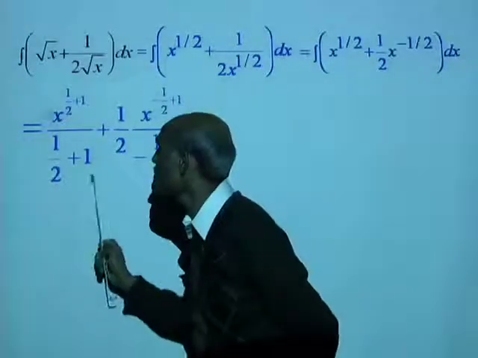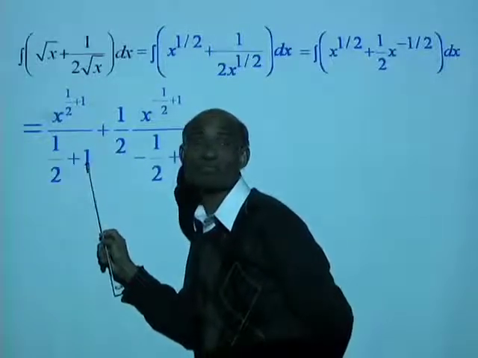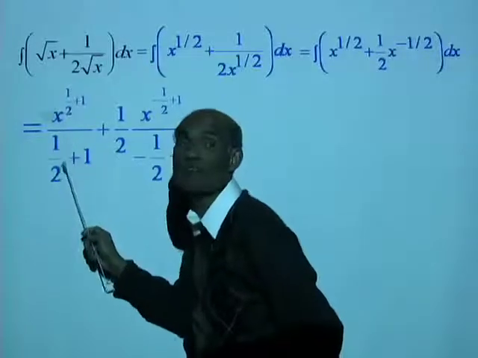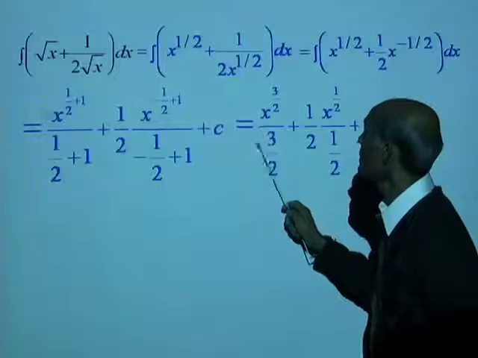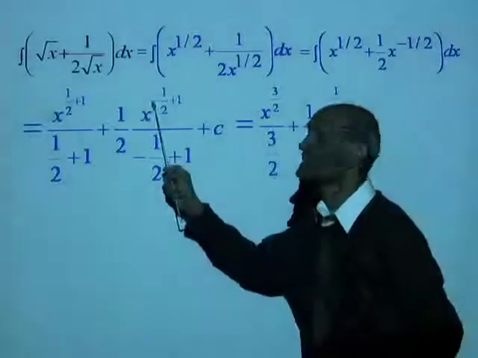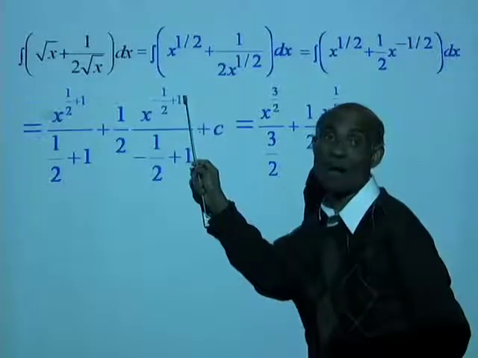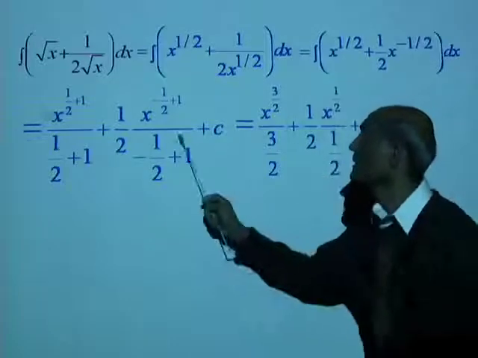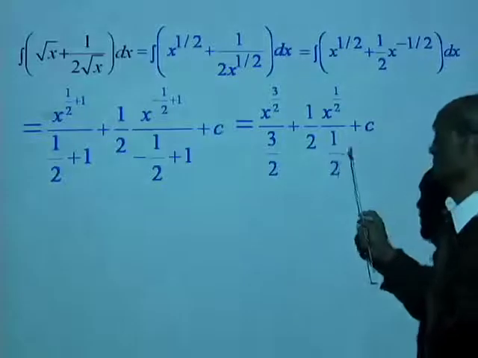Can you do this addition in your mind? What is 1/2 plus 1? That will be 3 over 2. So this will be x to the power of 3 over 2 divided by 3 over 2. There you go. X to the power of 3 over 2 divided by 3 over 2, plus 1/2 times x to the power of negative 1/2 plus 1, which is positive 1/2, over negative 1/2 plus 1, which is also 1/2.